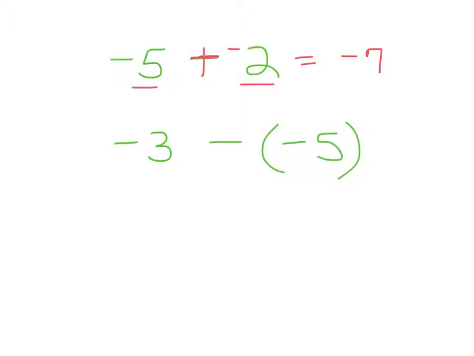My second one, I see subtraction. I'm going to change it to add, and the opposite of negative 5 is positive 5. Now it says negative 3 plus 5. I cannot combine those because some are negative, some are positive. So these 3 negatives are going to cancel out 3 of those positives. If I take 3 away from there, I'm left with 2 positives. So there's my answer.